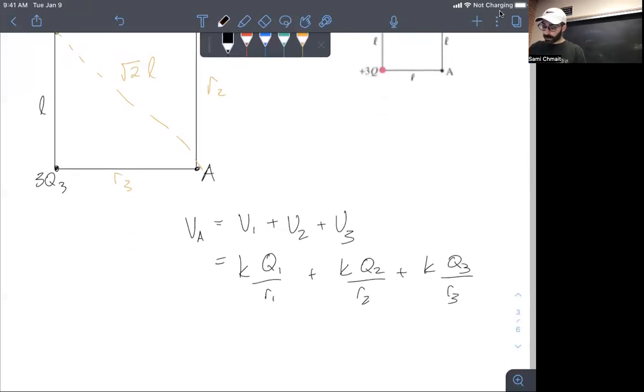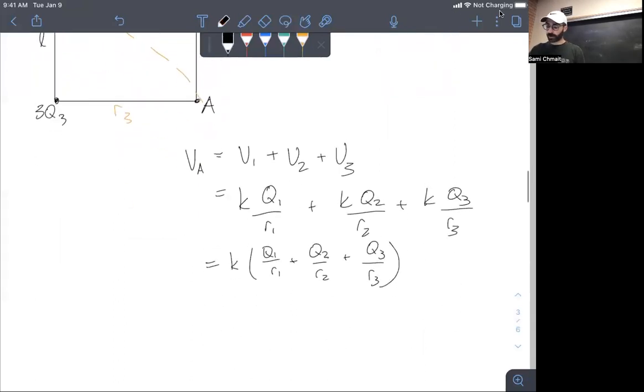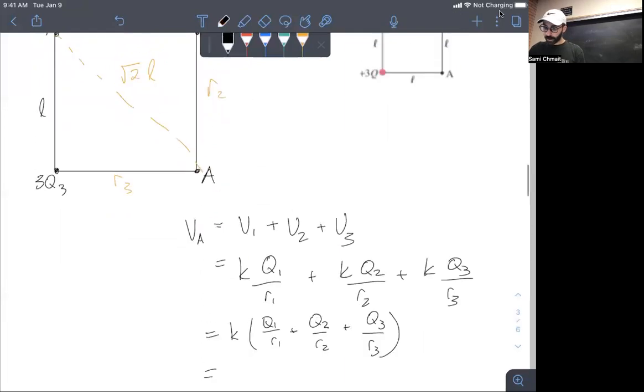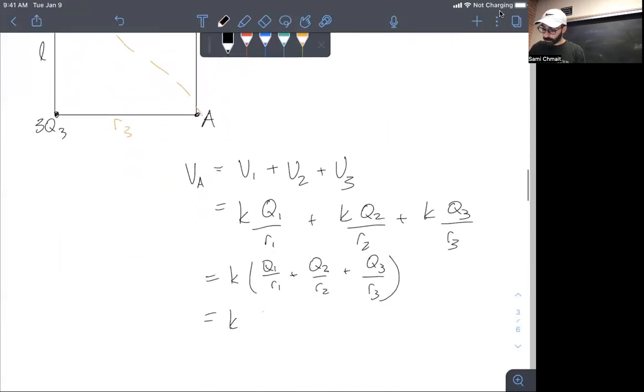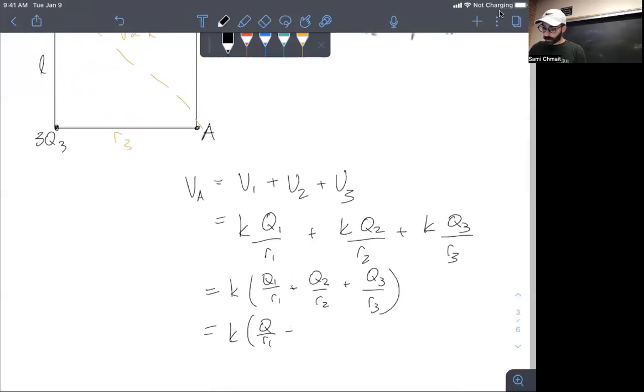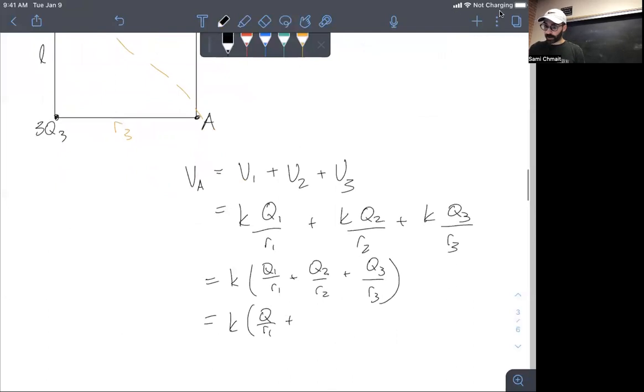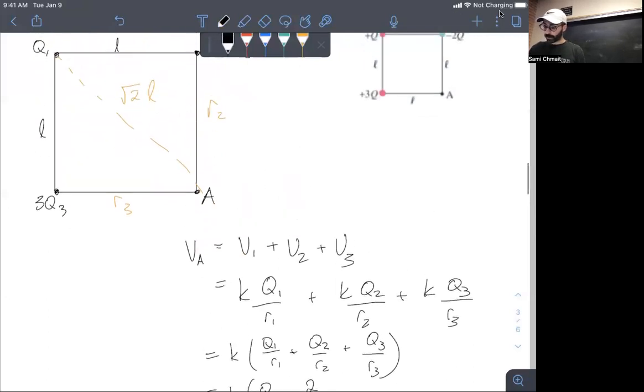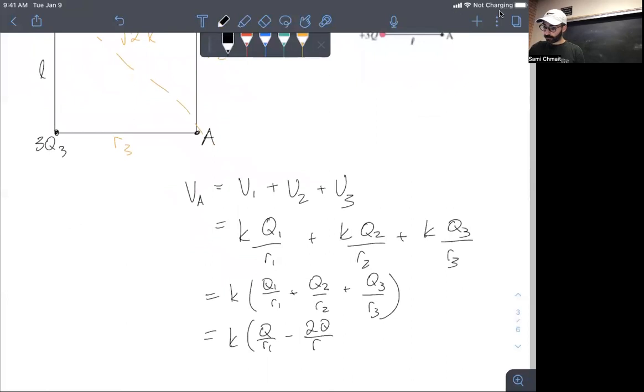The next thing I want to do is factor out that K, leaving behind Q1 over R1. At this point, I'm going to plug in the charges as appropriate. So Q1 is just Q. So Q over R1. Q2 is equal to minus 2Q. So remember, this is a scalar. We plug in the negative. And then plus 3Q over R3. Factor out the Q.